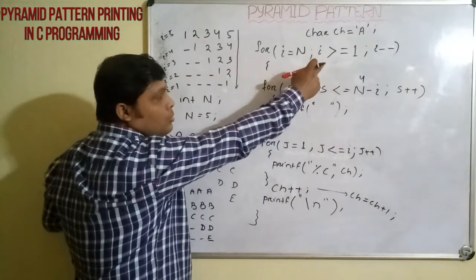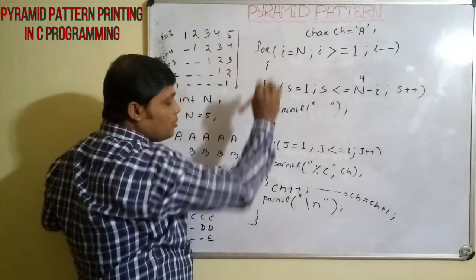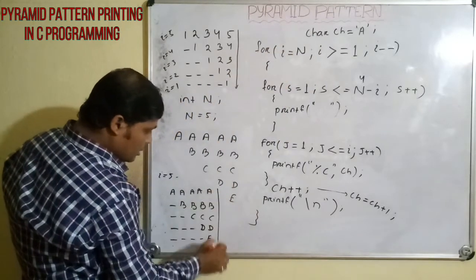But now i value is 0. 0 greater than or equal to 1, condition false. It will go out of this loop. So now you can see the structure.